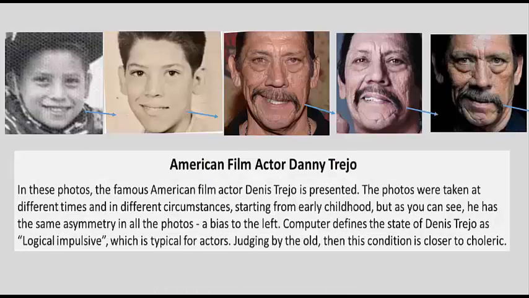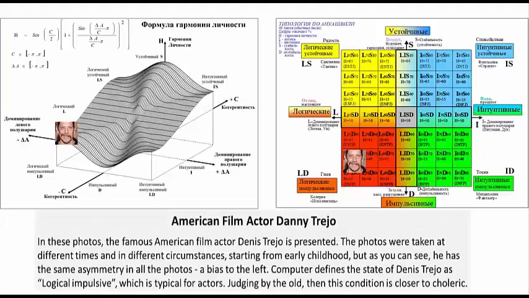In these photos, the famous American film actor Danny Trejo is presented. The photos were taken at different times and in different circumstances, starting from early childhood, but as you can see, he has the same asymmetry in all the photos. A bias to the left. The computer defines the state of Danny Trejo as logical impulsive, which is typical for actors. Judging by the old manner, this condition is closer to choleric.